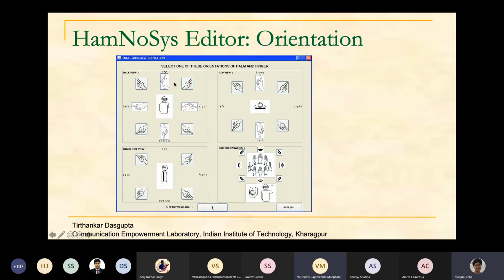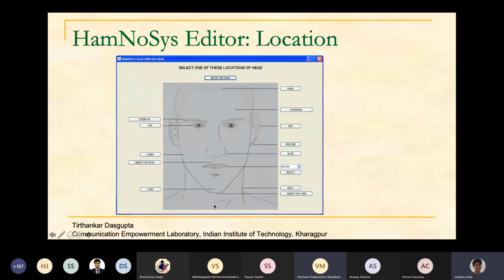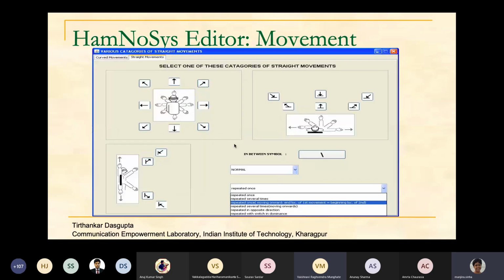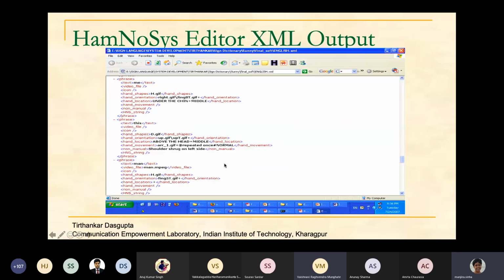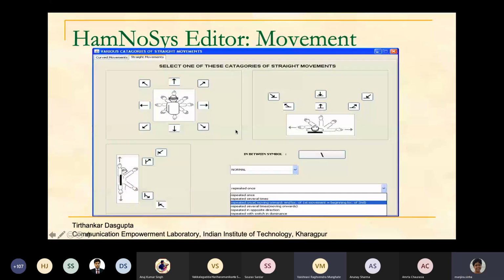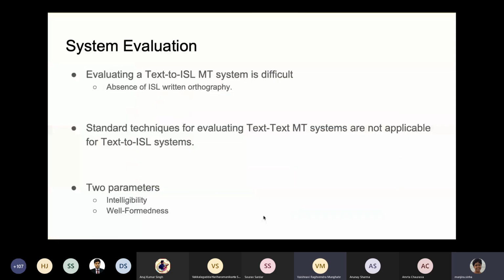See, this is one of the finger or palm orientation. What do you want to do? Whether there is any in-between symbols or not. Then tell us about the location of the symbol, even if someone says above the head, where exactly above the head, because all these things can mean different signs based on different placement. These are the types of movement: whether straight, repeated once, repeated several times, repeated with switch in dominance, or curved movement.